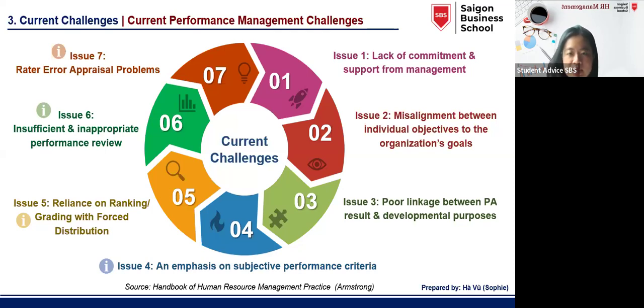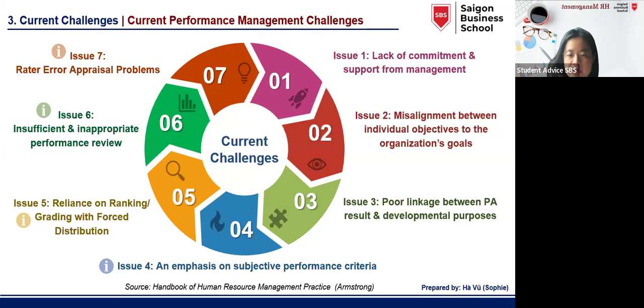The second problem is the misalignment between the individual's objectives and the organization's goals. So many enterprises either lack a systematic performance appraisal method or fail to align individual objectives with the company's strategic goals. This lack of alignment reduces the value of the appraisal system, making it less relevant to the organization's structure, culture, and success.